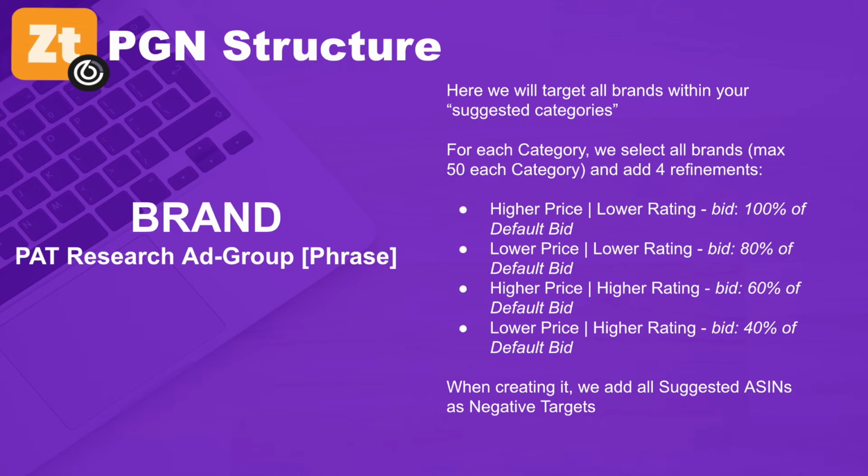In this one you really have a very small chance of conversion, and it's really about what you offer and what difference is within your product compared to the one you are targeting, because you are selling something more expensive with a lower star rating. Because of this risk, we're just going to use 40% of your default bid.